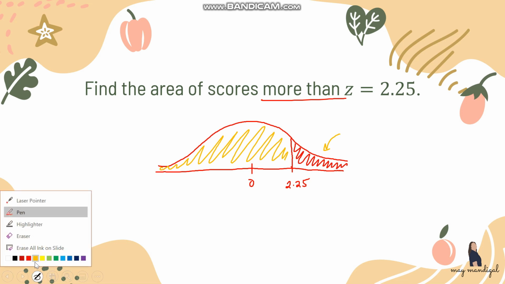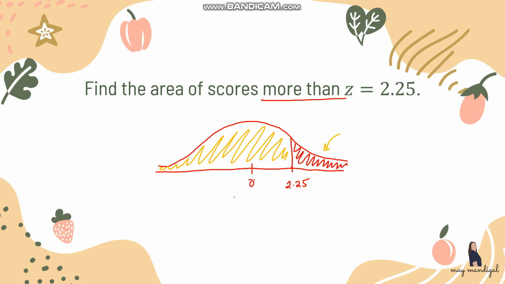But again, what we need is the area more than or greater than our z-score, which is 2.25. So what you can do is, to get the area, you can get the area below 2.25 using the z-table, and then you subtract it from 1. Because again, the total area of our normal curve is equal to 1. So that is one thing that you can do. So 1 minus, then get the z-score or the area of the z-score below 2.25.